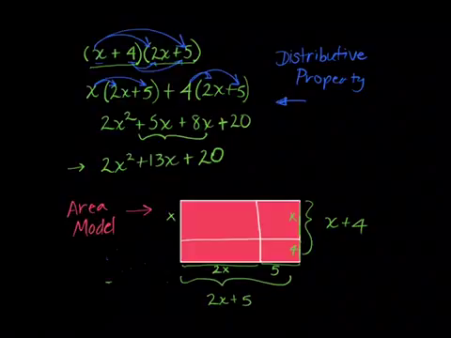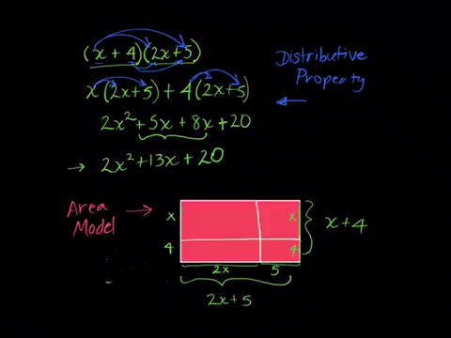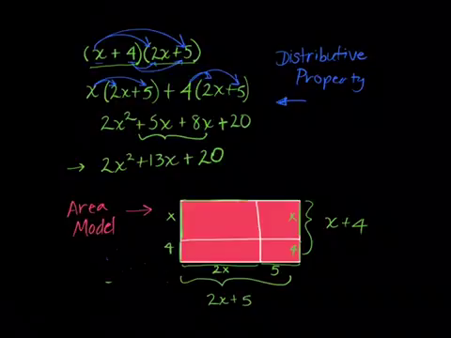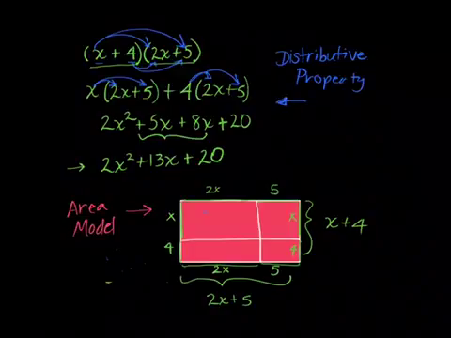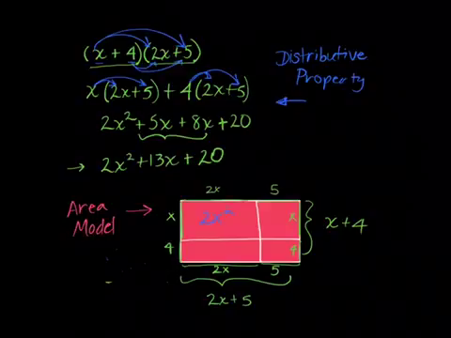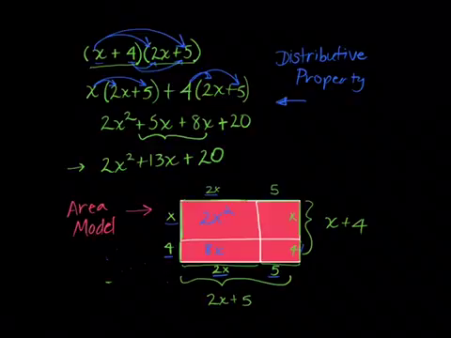So let's just label the remaining sides. Since this is x, so is this, and this is 4, so is this. This is 2x, and this piece is 5. And so the area of this first rectangle is 2x squared, 2x times x. This one is 4 times 2x, or 8x. This small one here is 4 times 5, which is 20.